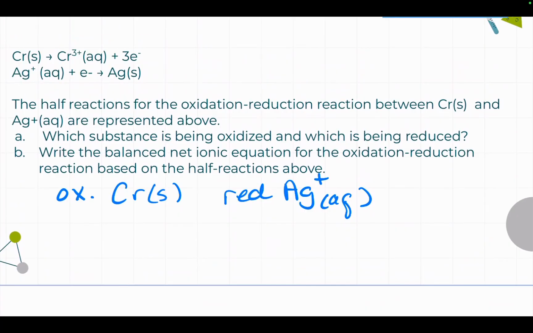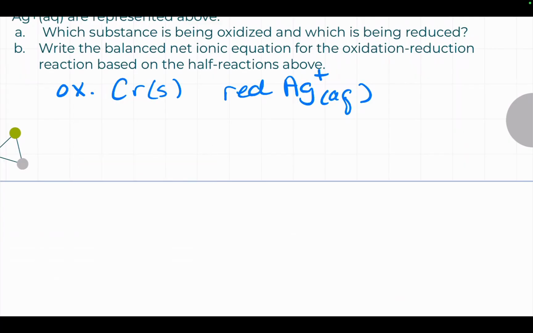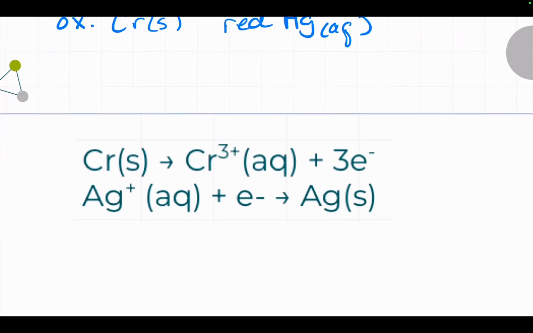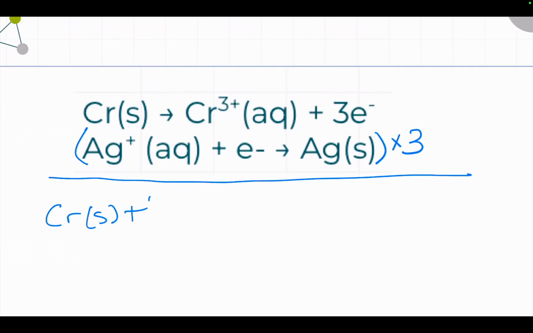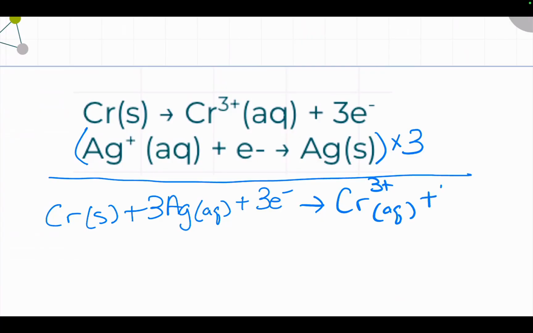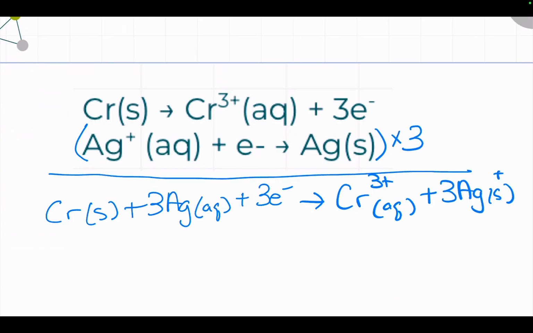I'm going to rewrite, actually, I'll bring these down. If I want to write the net ionic, I do need to make sure my electrons are conserved. So I'm going to multiply this bottom reaction by 3. When I do that and then sum them together, I'm going to have chromium solid plus 3 silver ions in solution plus 3 electrons forming chromium ions plus 3 silver neutral atoms plus 3 electrons.